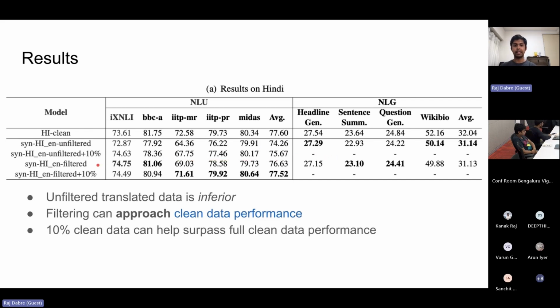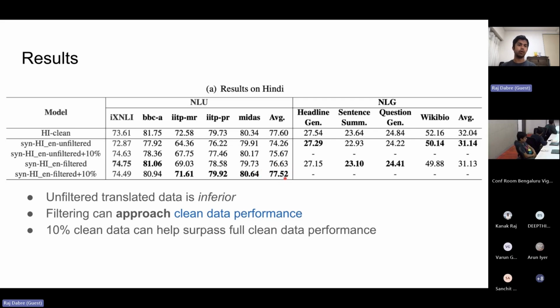But then if clean data does have its value, what happens with the filtered version? So you take synthetic data filtered, and suddenly you have a huge gain in performance, and compared to 77.60, you're at 76.63, which has pretty much caught up to it. So it means that synthetic data by itself, maybe for NLU it's not that viable, but for NLG it's actually reasonable. And when you perform filtering, you don't see the majority of gains, but they do exist in a specific collection of tasks. So there is a huge amount of viability to synthetic data if you filter it properly.